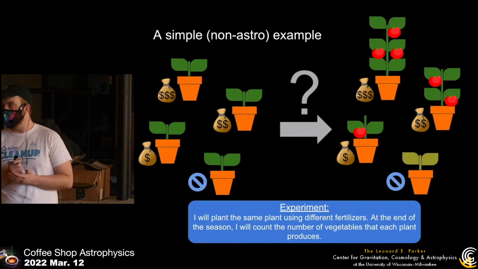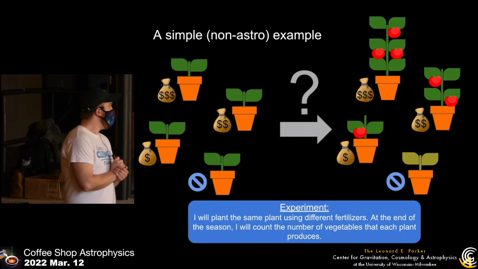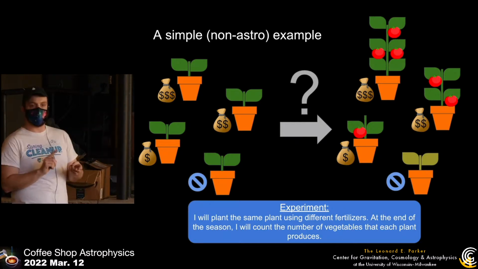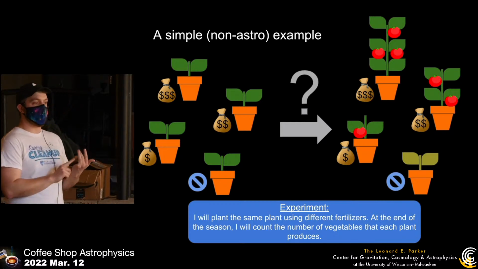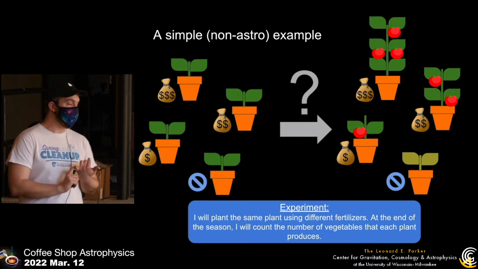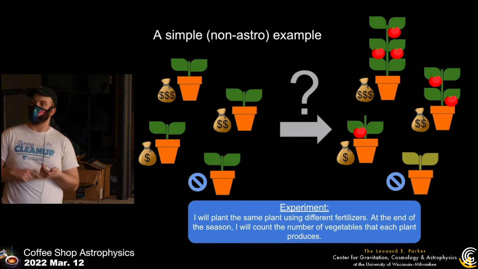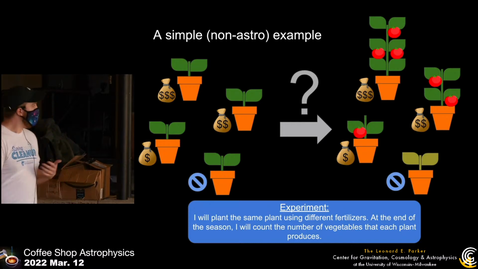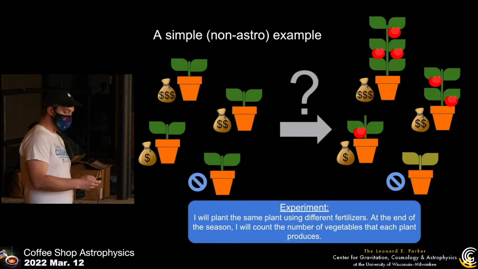My experiment will be to plant 4 identical tomato plants using either the most expensive, second most expensive, or the cheapest fertilizer, and compare that to one where I did not use a fertilizer. And at the end of the season, after I've grown my plants, I'll count all the tomatoes I get from them, and I can see whether or not my hypothesis is supported by my data.